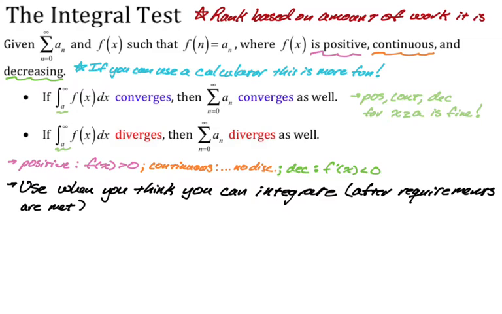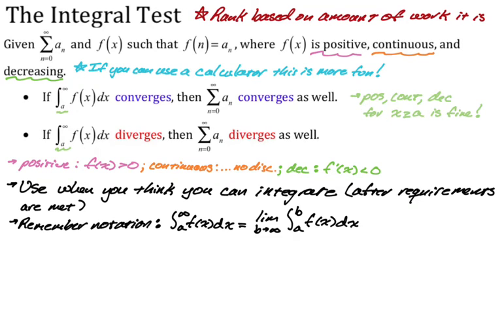When you're doing the integral test, though, you're doing an improper integral. So you've got to remember the notation, right? The integral from a to infinity of f of x dx, you have to use the proper notation. It will be the limit as b approaches infinity of the integral from a to b of f of x dx. So don't lose points by using improper notation on your improper integrals. That's a thing I should say more: improper integrals require proper notation.